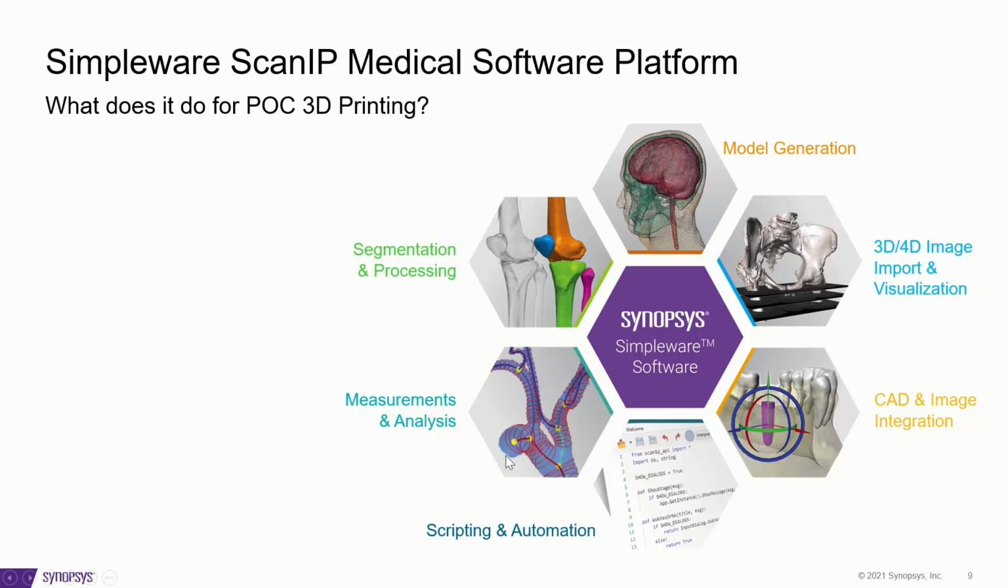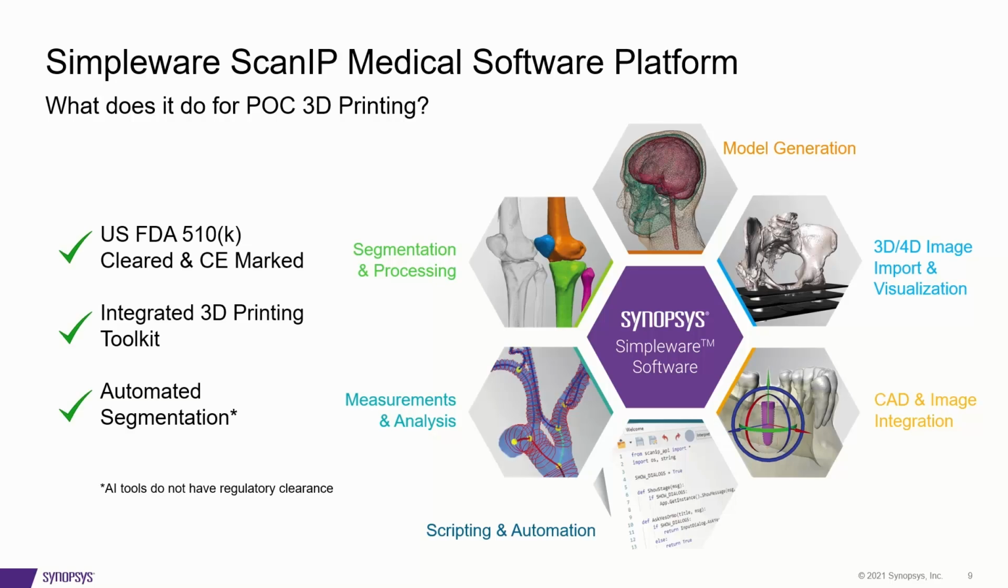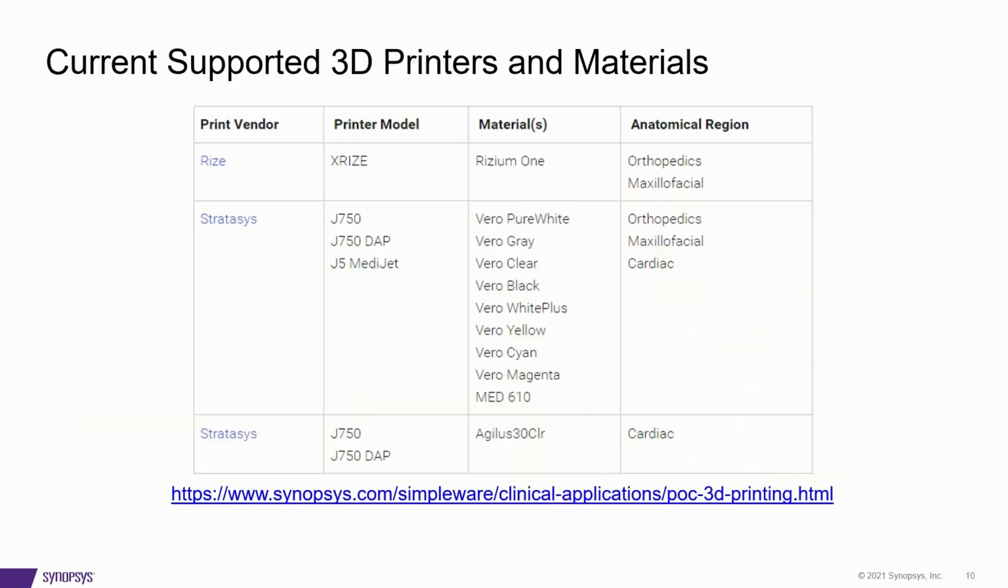Moving on, you can do measurements and analysis, and also very important, which I'm sure a lot of people here struggle with, is segmentation of the anatomies from the image data. Again, we are US FDA 510(k) cleared and CE marked. We have an integrated 3D printing toolkit all within the ScanIP medical software platform. Again, no separate software to prep your models for 3D printing, correct STLs or anything like that. None of that is needed. It's all within the single platform. We also have automated segmentation at various levels, and I'd be happy to discuss those in detail should anybody have any questions or want to discuss that separately.